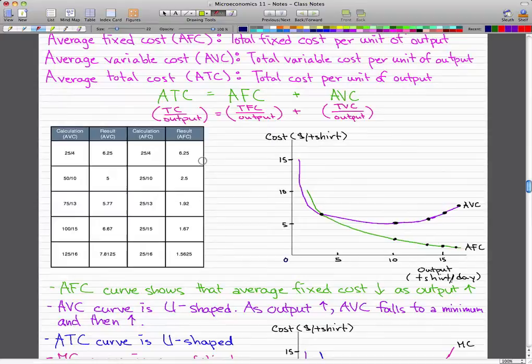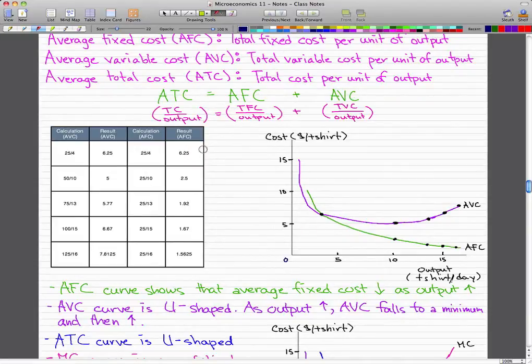And taking the results, we could plot these graphs. So the result for AVC is 6.25. So the cost is 6.25 here, and then for the next one it's 5. So you can see that I have 5 here. The next one is 5.77, and you can see that I have 5.77 here because it goes up a little bit, and then 6.67 again goes up a little bit, and then 7.8 again it goes up a little bit.